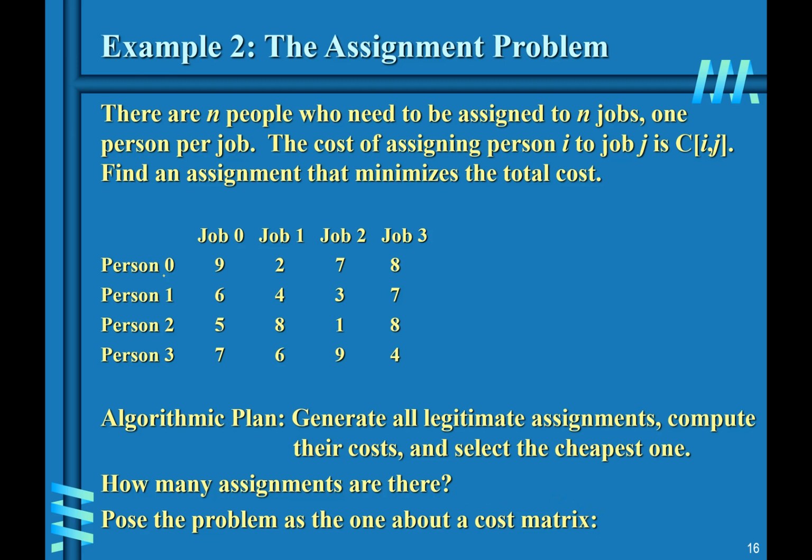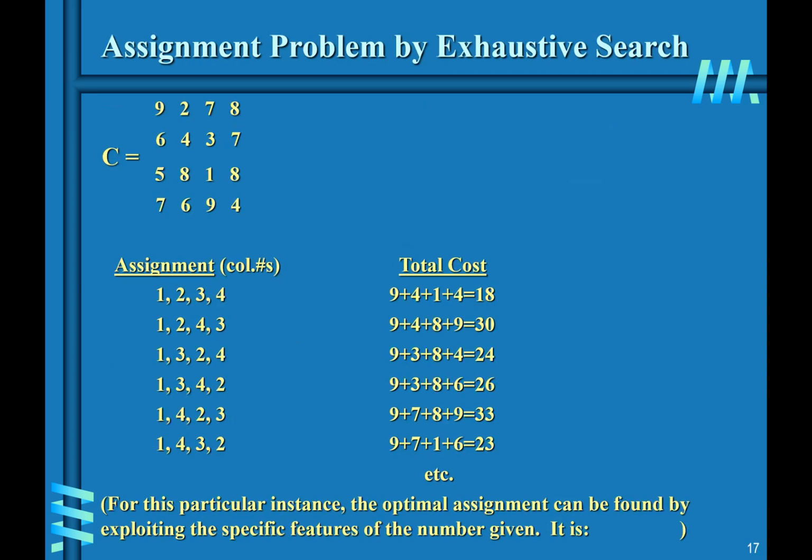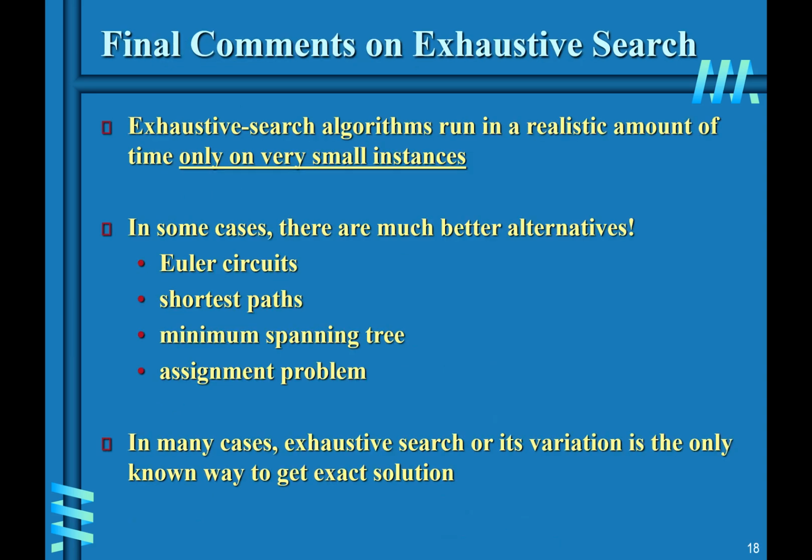In that case, we need to make sure that in each row we have one value selected. If we select this one, in another row we cannot select the same column anymore. So you make sure each row has one value selected, and each column has a unique one selected. In such a case, we could have multiple assignments and check each one to see which has the best cost. If you take a look, you'll find there are also exponentially many cases. The exhaustive search algorithm runs in a realistic amount of time only on very small instances.